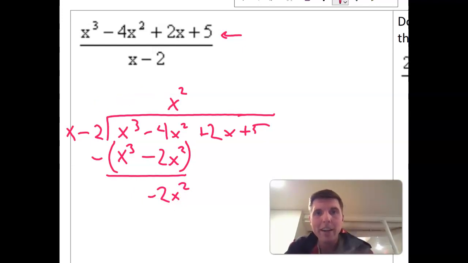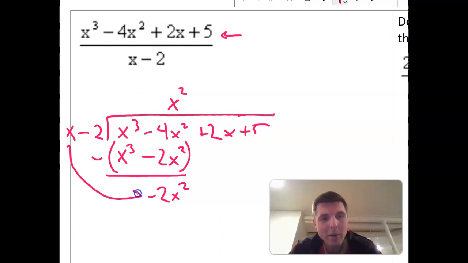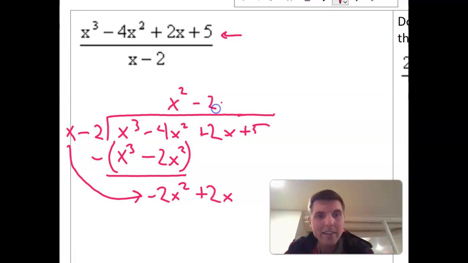One step down. Now we do the same exact thing, except we only say, hey, x times what would give me negative 2x squared? Oh, we also got to bring something down. Sorry, we got to bring down the 2x. X times what gives us negative 2x squared? In this case, it's negative 2x. So we'll write our negative 2x right above the x term.